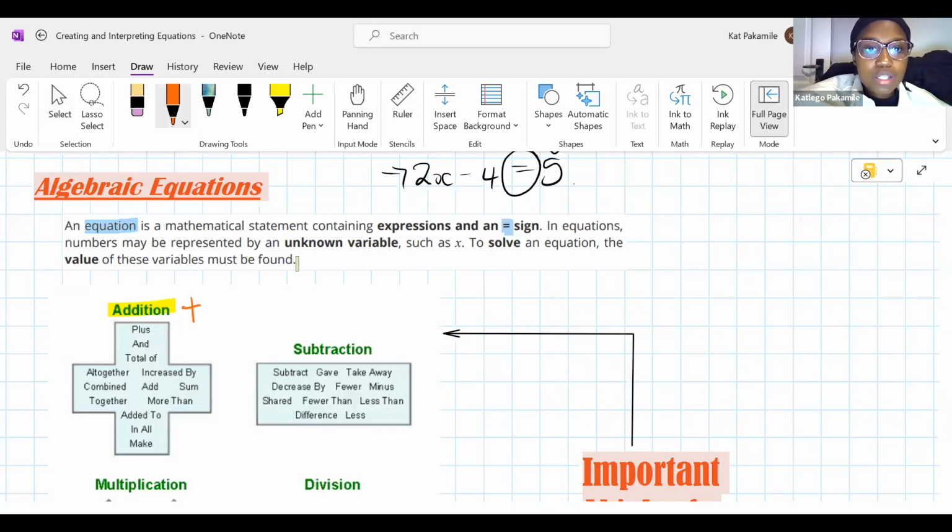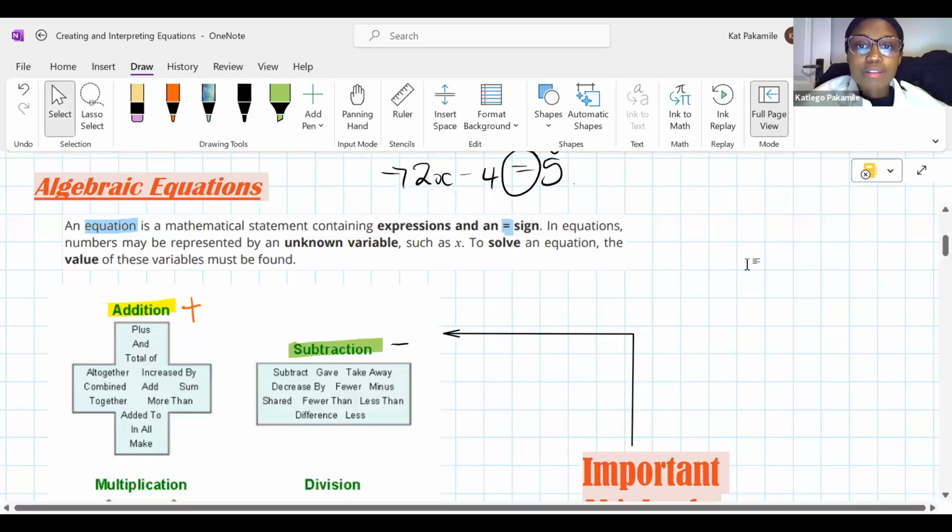Next we have subtraction. If you're reading a sentence or you would like to interpret a sentence, you will say this subtracts that, or if you take away this, or if you decreased, fewer than, less than, minus, difference. All of those are associated with subtraction.